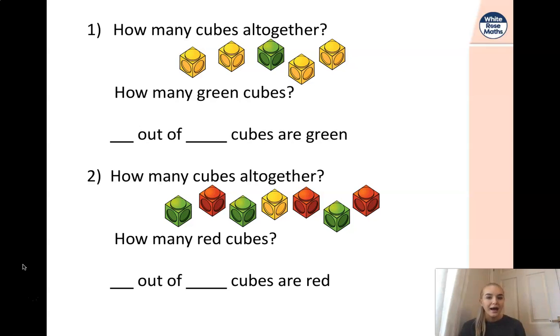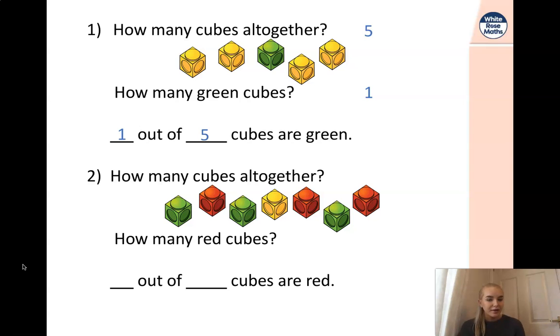Okay, number 1, how many cubes are there altogether? Well, if we count them, we can see that with the yellow and green cubes altogether, we have 5 cubes. How many green cubes are there? Well, we can see that there is just 1 green cube here. So, something out of something cubes are green. Well, we know that means that 1 out of 5 cubes are green.